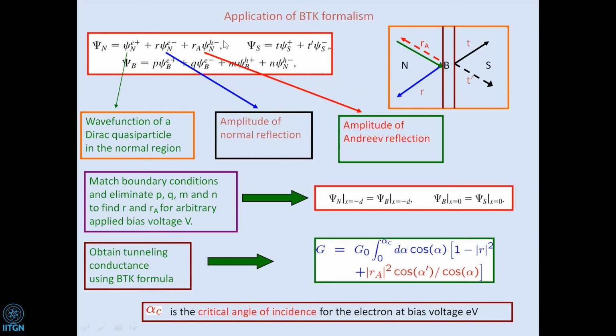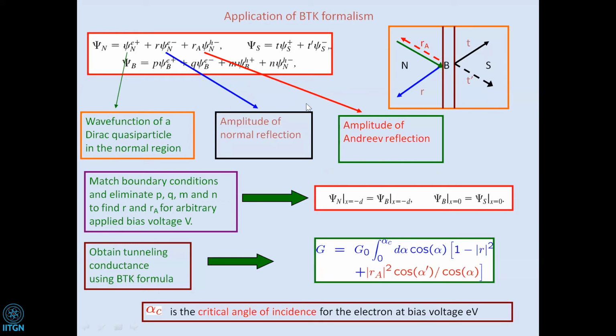So what do we do? We now match these boundary conditions by demanding continuity of the wave function at this edge, which is the left edge, which is situated at x equal to minus d, and the right edge, which is situated at x equal to 0. And we obtain the values of R and RA from this. And then the transmission probability is 1 minus the total reflection probability, and the reflection probability is mod R squared, okay?